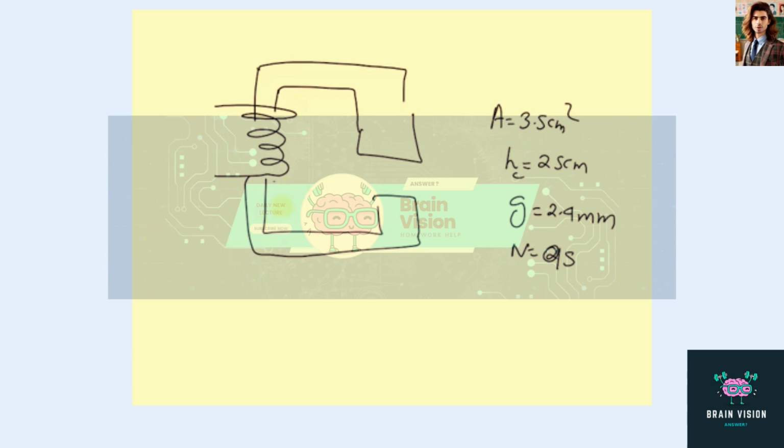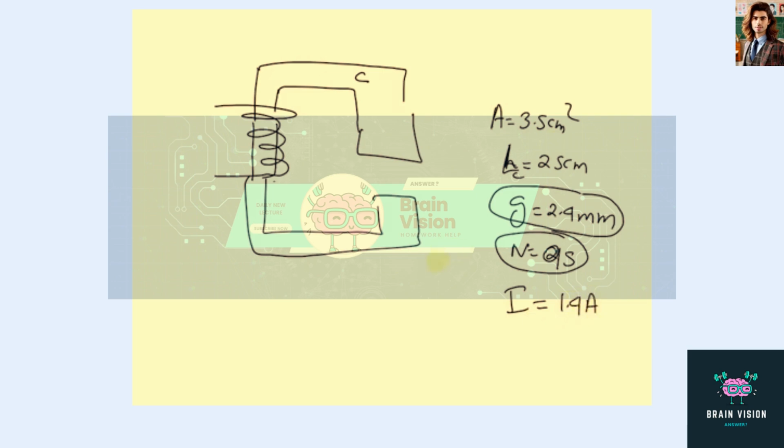Hello students, in this question we have a magnetic loop. This is the magnetic circuit given, which has a coil set up in here, and this is the core part. The coil has N turns, which is 95 turns, and the gap diameter is equal to 2.4 millimeter. The core length L is equal to 25 centimeter. The cross sectional area is 3.5 centimeter square. The current passing through this is equal to 1.4 amperes.